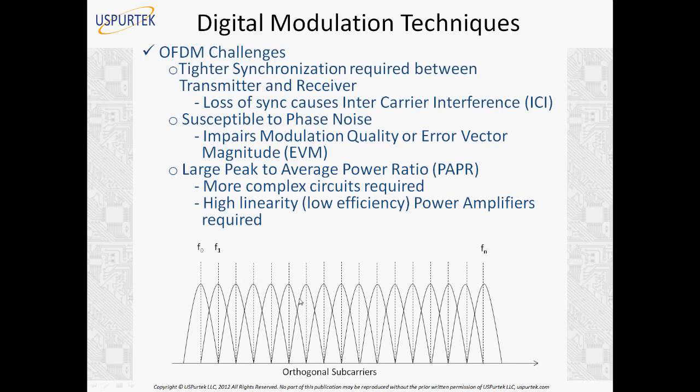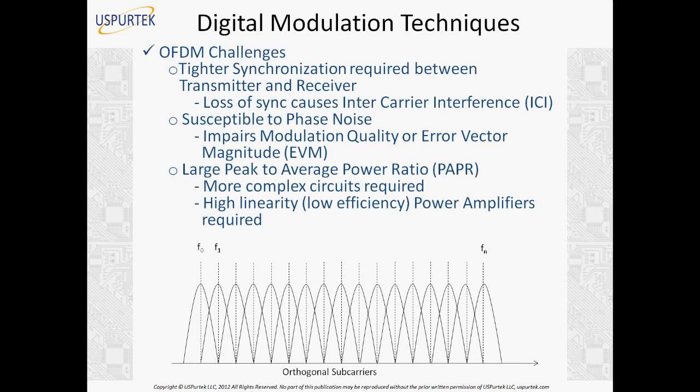Now the second challenge is phase noise. Of course, phase noise is there, and we have to deal with it. It can impair modulation quality or error vector magnitude, EVM. So we have to know how much impairment we can tolerate for a particular receiver architecture. And the last one, it gives rise to a large peak to average power ratio.